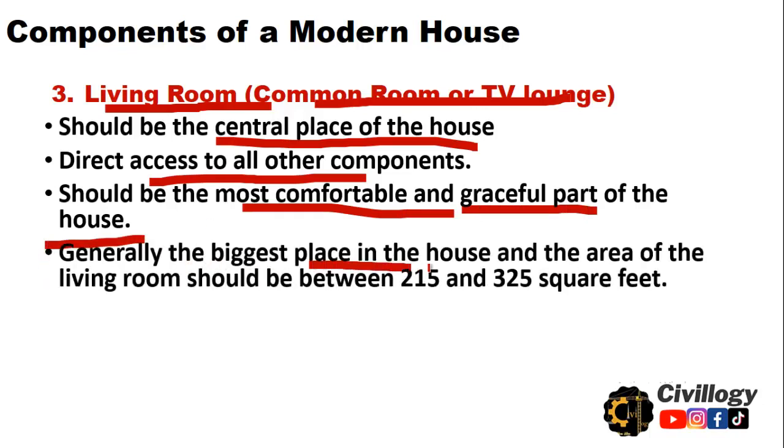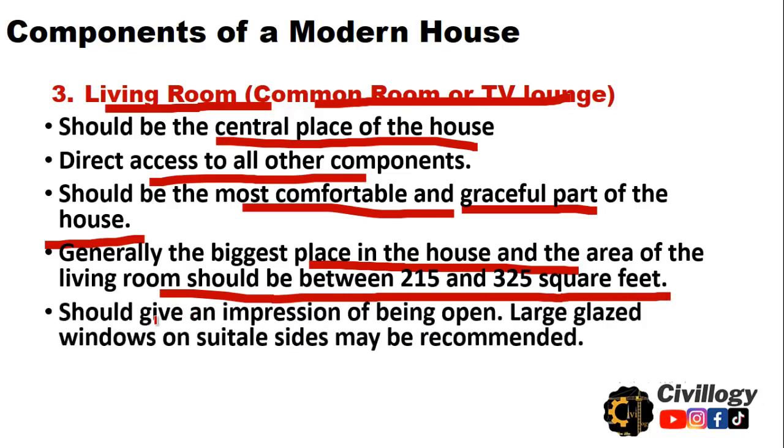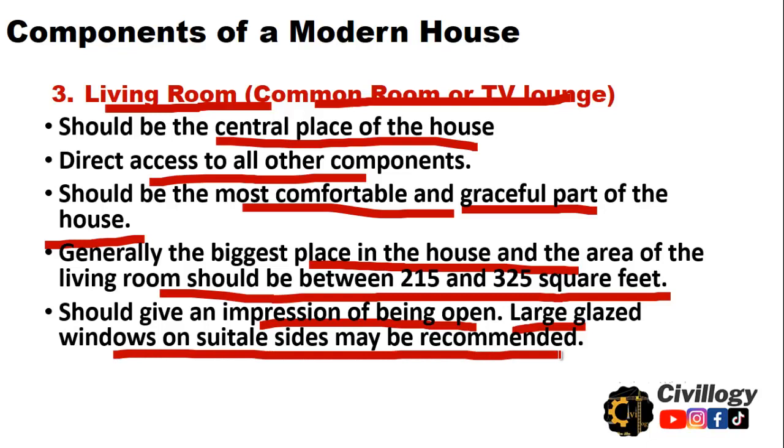Generally, biggest place in the house and the area of the living room should be between 215 and 325 square feet. The living room should give an impression of being open. Large glazed windows on suitable sides should be recommended for natural light and natural air, or for good ventilation.